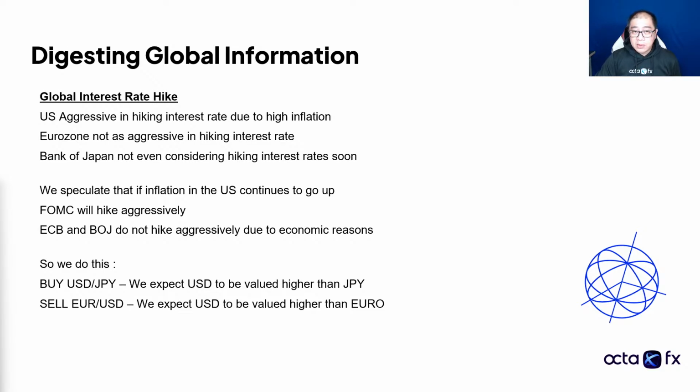ECB and Bank of Japan do not hike aggressively due to economic reasons. There's a lot to dig into, but I'm just doing this as an example. So what we do in this scenario is that we can buy the dollar yen because we expect the dollar to be valued higher than the Japanese yen, and we can sell the euro USD because we expect the USD to be valued higher than the euro. Remember the base currency and the counter currency. We are buying US dollar, we're selling the euro because they are the base currencies.